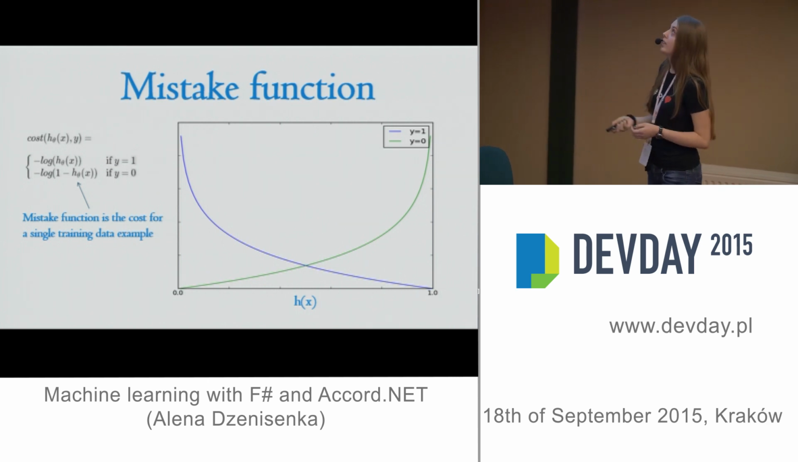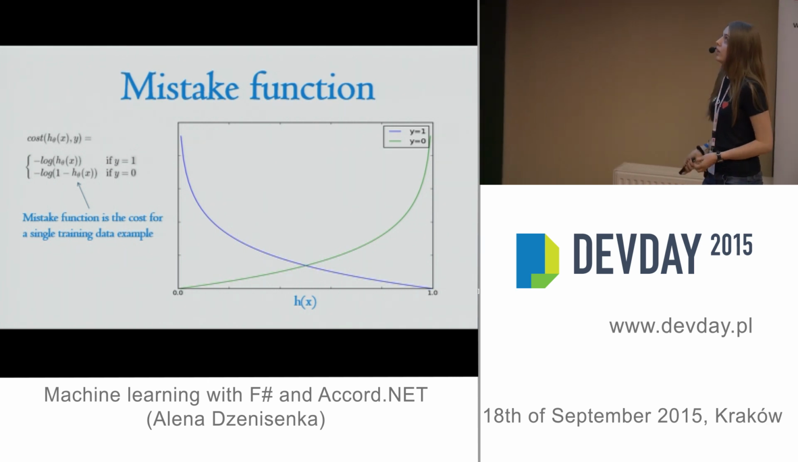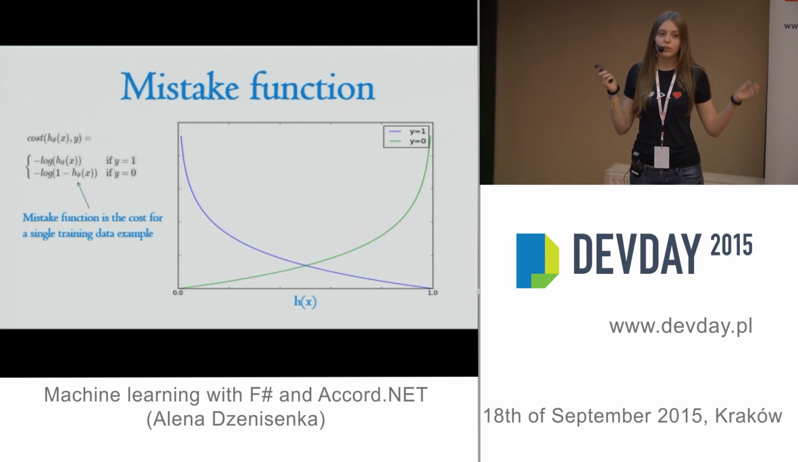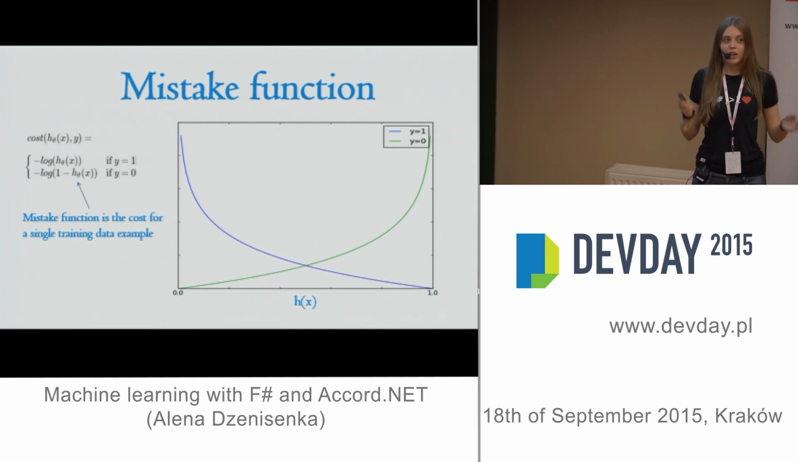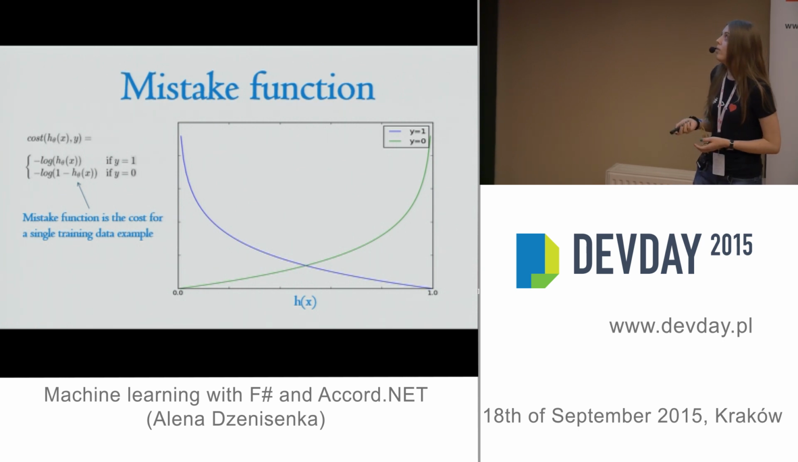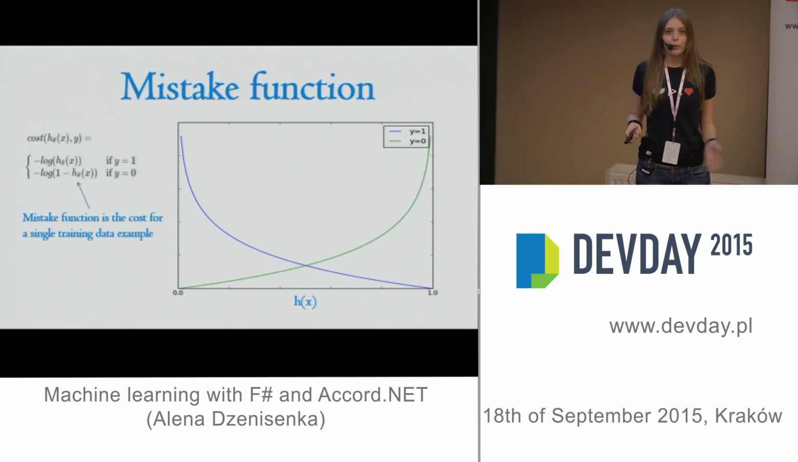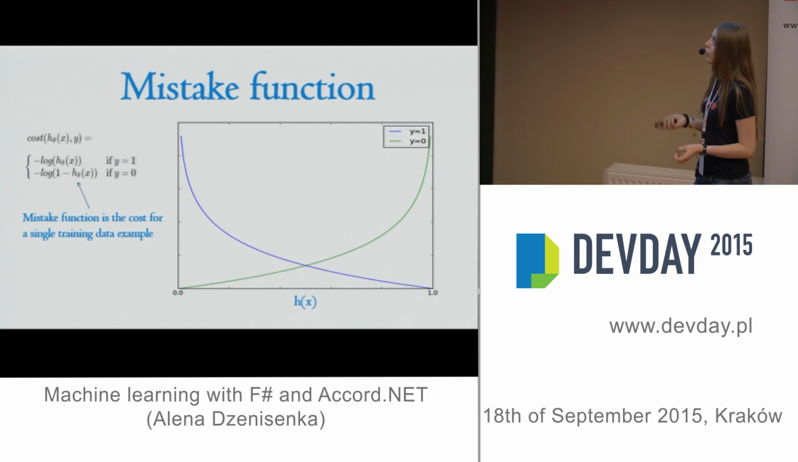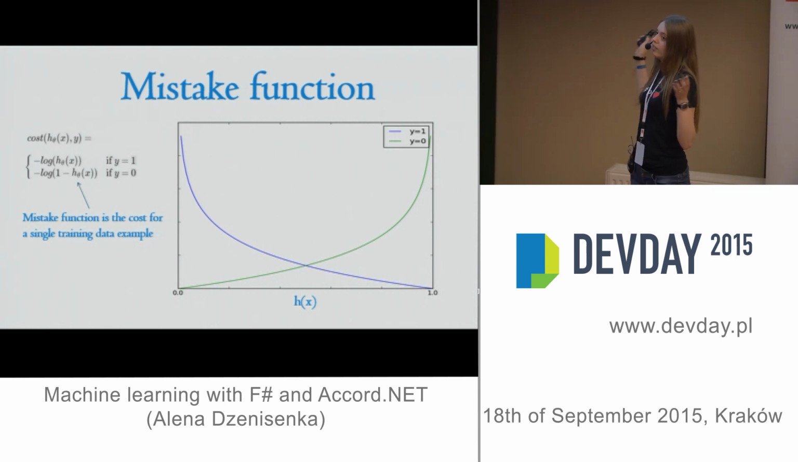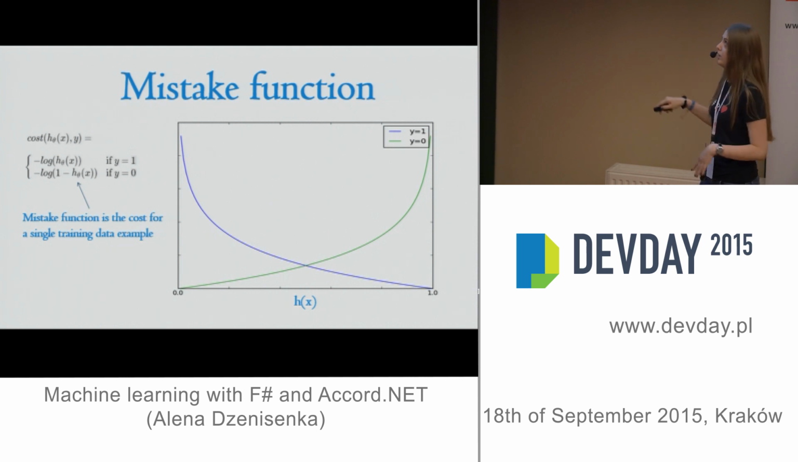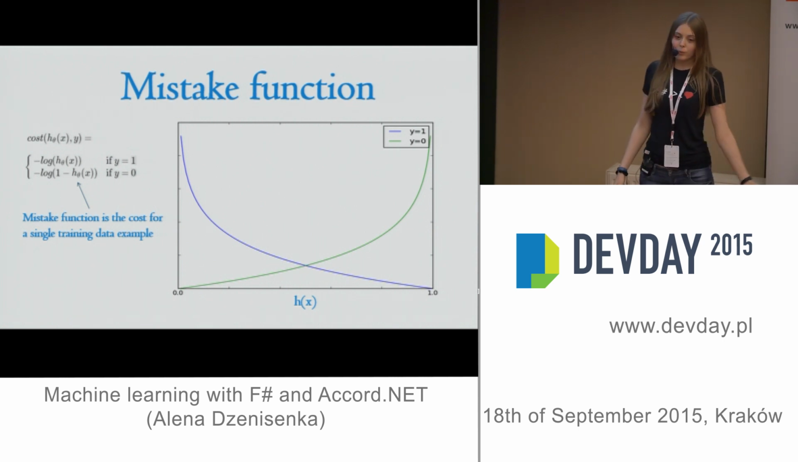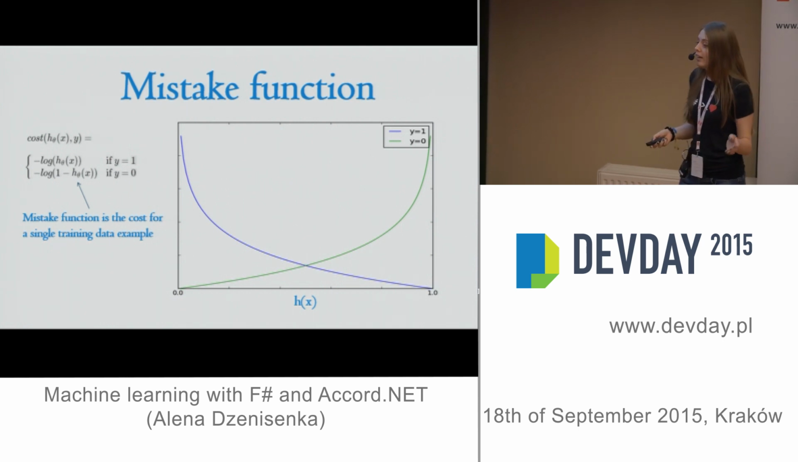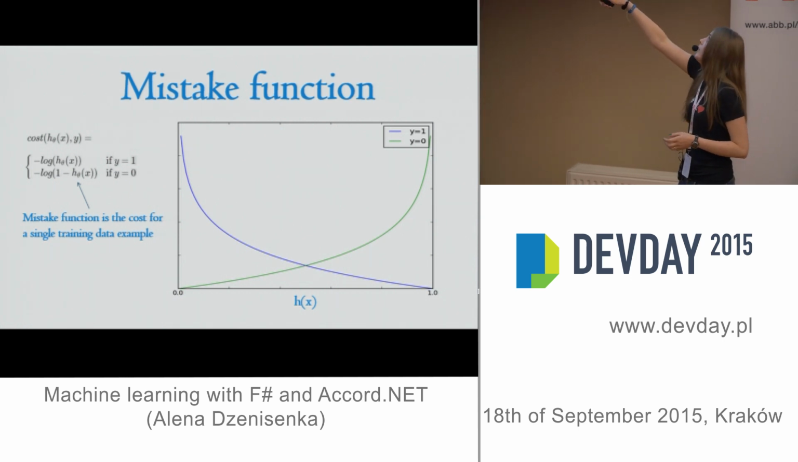Then we have the mistake function. It looks a bit different too, because we have two outputs. We have two configurations. Output can be either 1 or 0. So if the actual output is 1 for the given data sample, and if our guess is 0, which is wrong, then the value for the mistake should increase as our guess decreases. This is the blue line. If our actual output is 0, and if our guess is 1, which is wrong, then our mistake should increase as our guess increases. This is the green line.